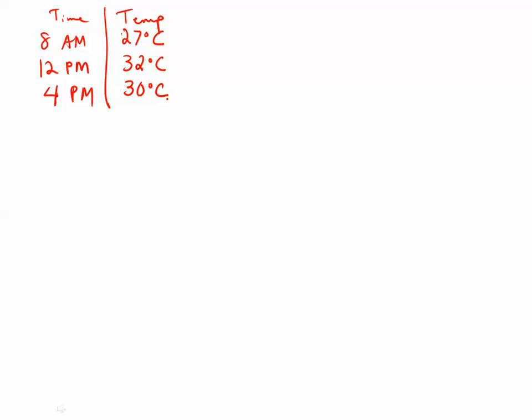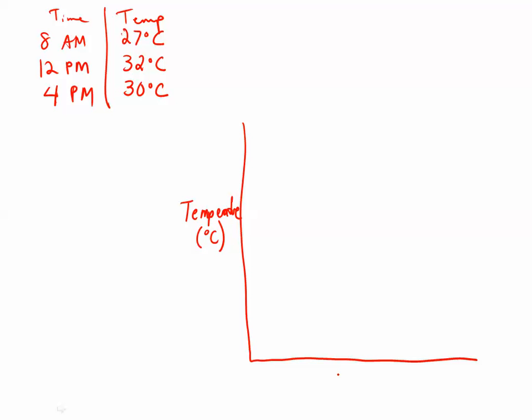So first we have to decide what my independent variable is. And that's the variable that's basically going to change no matter what, which is the time. Anytime you see time, that's going to usually be your independent variable. And then the temperature changes over time. So we're going to put temperature here in degrees Celsius, and we're going to put time here in seconds. So we have an interval every 4 hours, so we'll say 8 a.m.